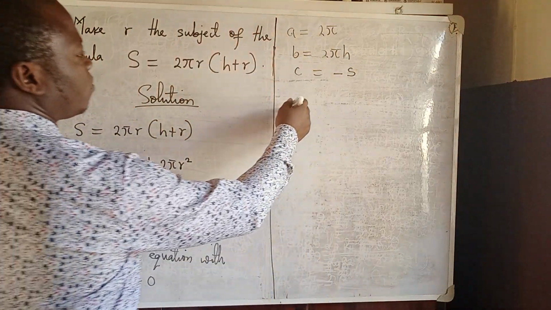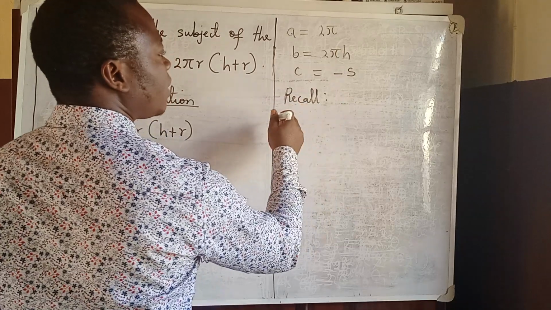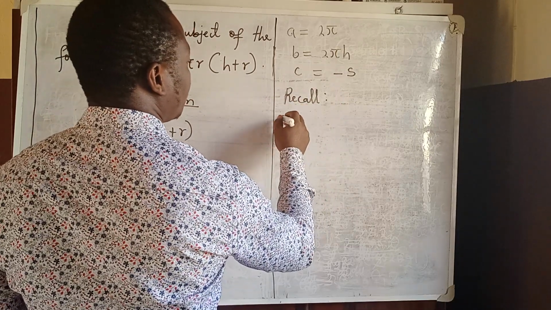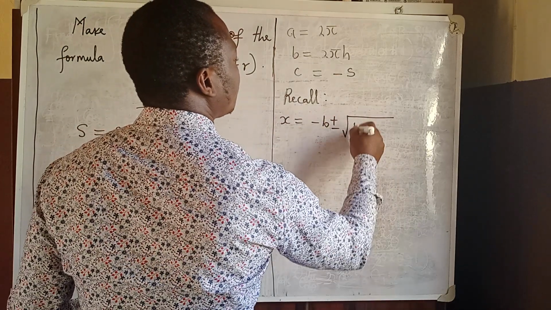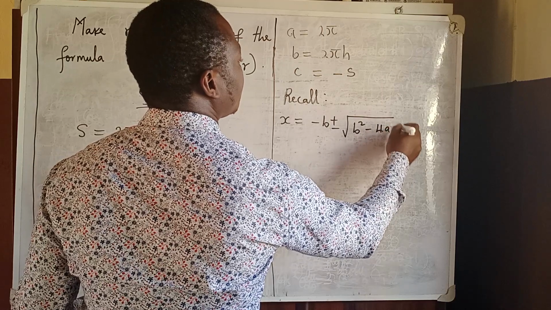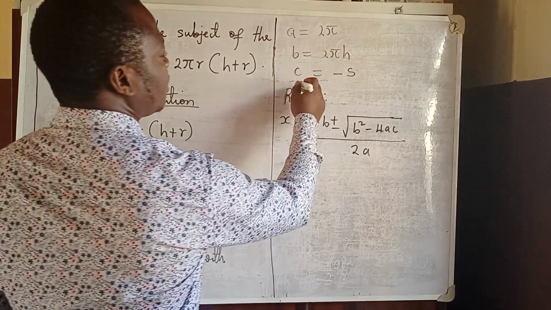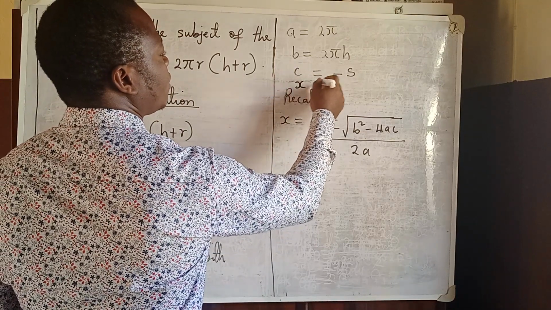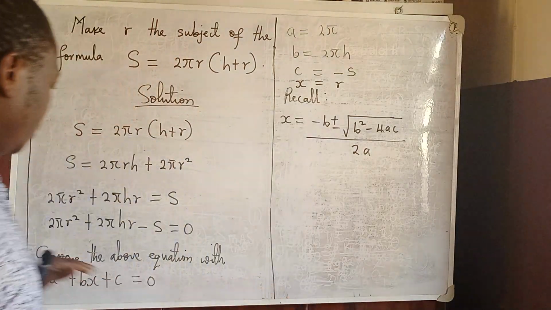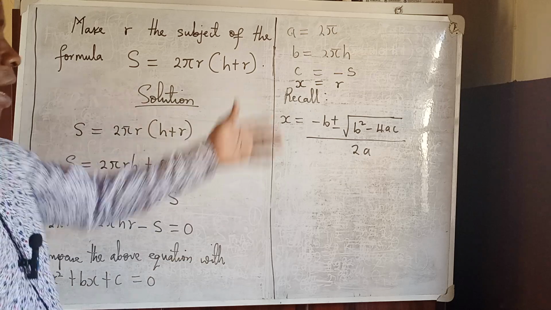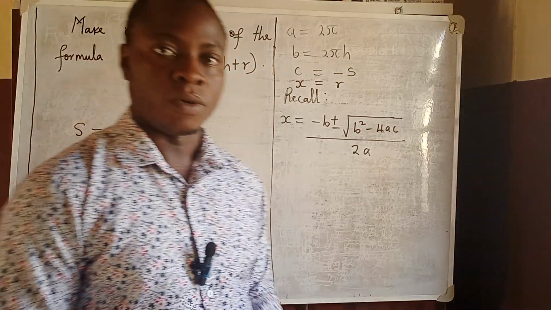Okay, so you can recall that the formula for solving any quadratic equation is x equals minus b plus or minus the square root of b squared minus 4ac, all over 2a. So in this case, our x is equal to r. So if you check this, our r is our x. So we will just carry out substitution in this formula and everything will be solved.